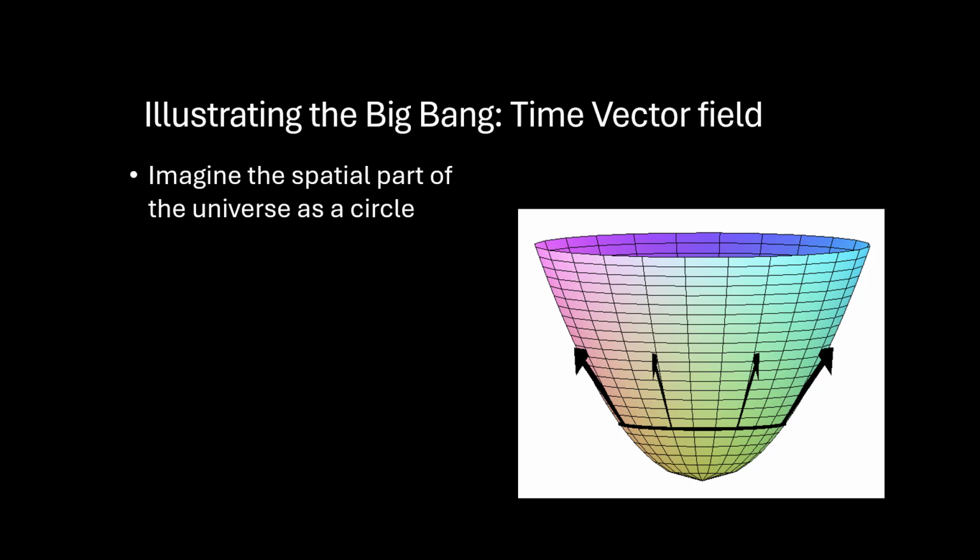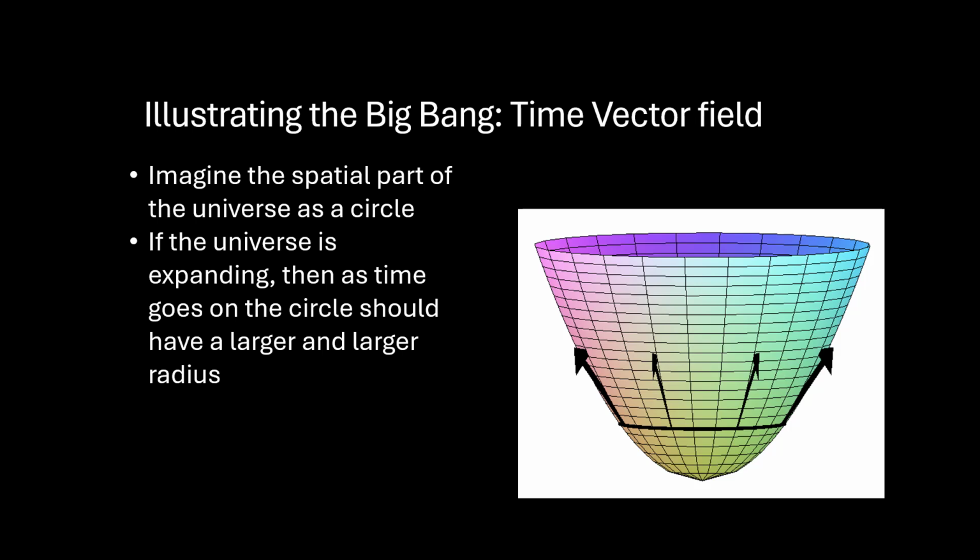Let me illustrate the Big Bang like this. Suppose that the universe, the spatial part of the universe, is pictured as a circle. Here I've drawn a surface, and each horizontal cross-section is a picture of the entire universe at one particular time. So at each time, the universe is a circle. As time goes on, that circle gets bigger and bigger and bigger. So time is on the vertical axis here.